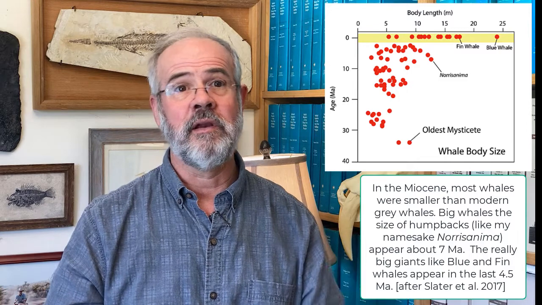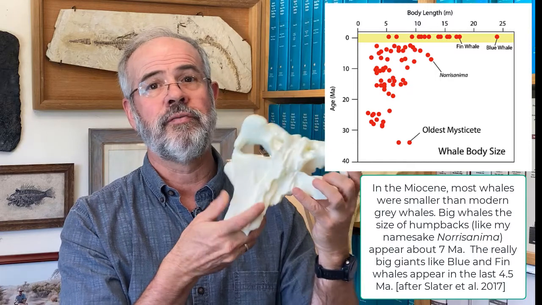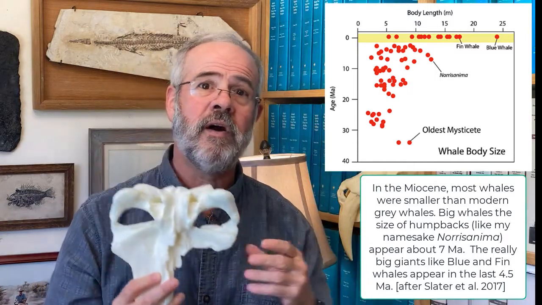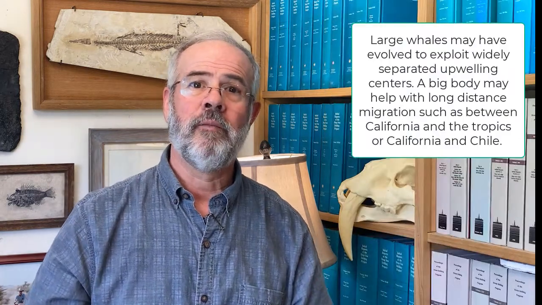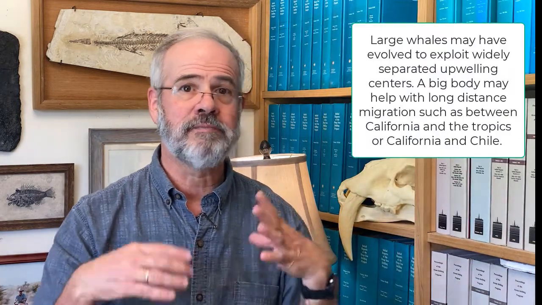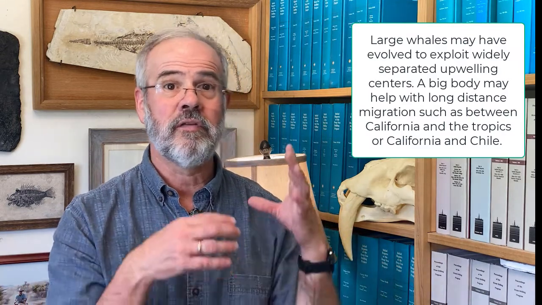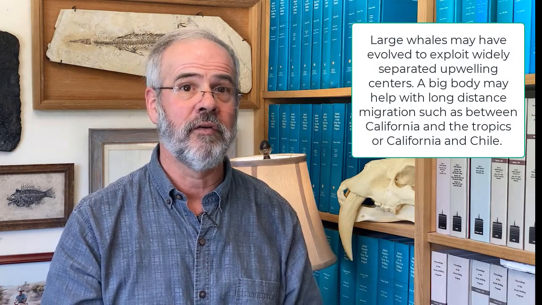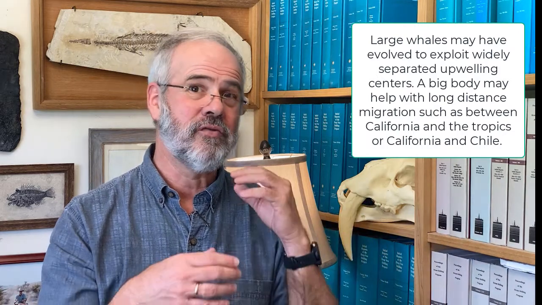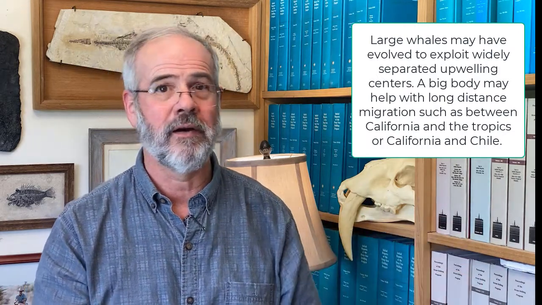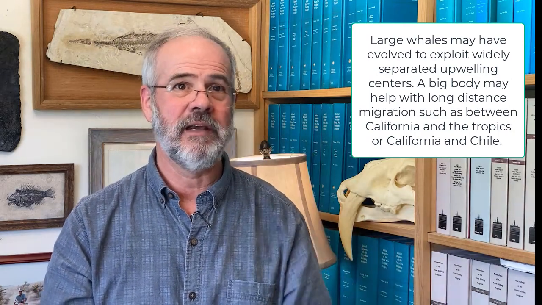Indeed, it was only 7 million years ago that the biggest whale was my namesake, something called Norris anima. This is a 3D cast of it. That was about the size of a humpback. Big for sure, but not one of the recent giants. Whale paleobiologists speculate that the large body size of whales is a product of the development of modern upwelling centers that produce rich supplies of fish and krill to support Earth's biggest mammals. A really big body, as it turns out, pays off when you have to routinely swim from California to the equator to find those food patches, much less to swim from California to Chile.